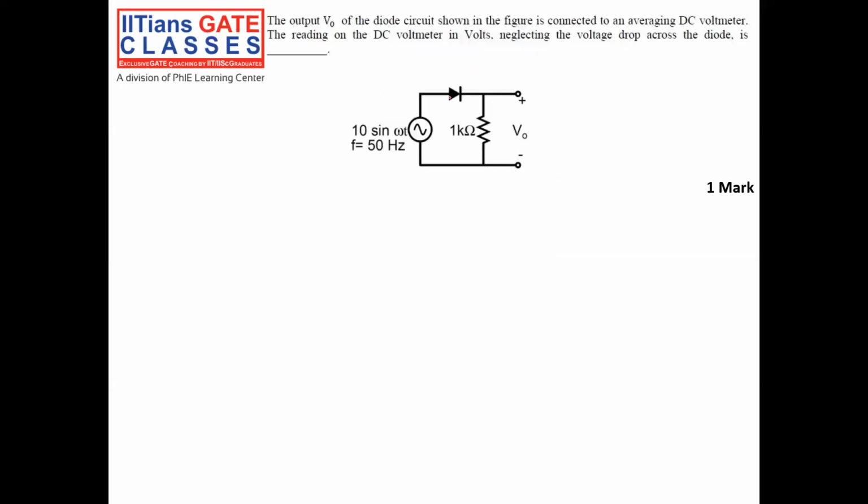So the first question is an easy one. The output voltage V0 of the diode circuit shown in the figure is connected to an averaging DC voltmeter. The averaging DC voltmeter measures the DC or average voltage of the waveform across the voltmeter. We have to find out the reading of the voltmeter, neglecting the voltage drop across the diode. We know the input is a sine wave, having positive and negative half cycles like this. This is equal to 10 volt.